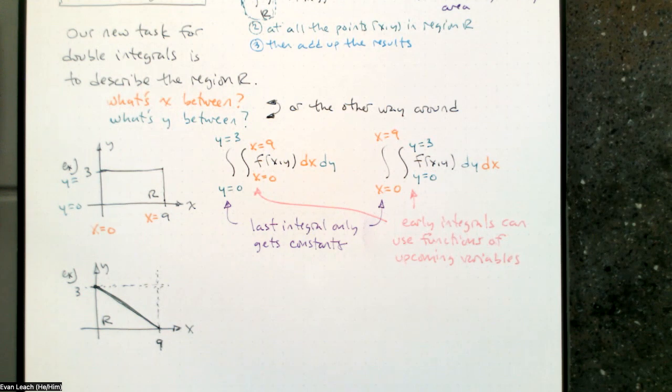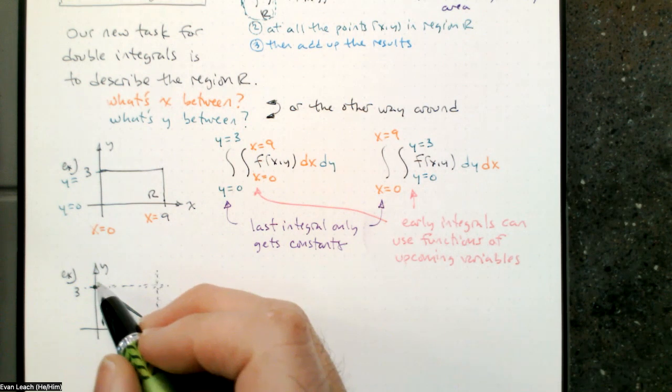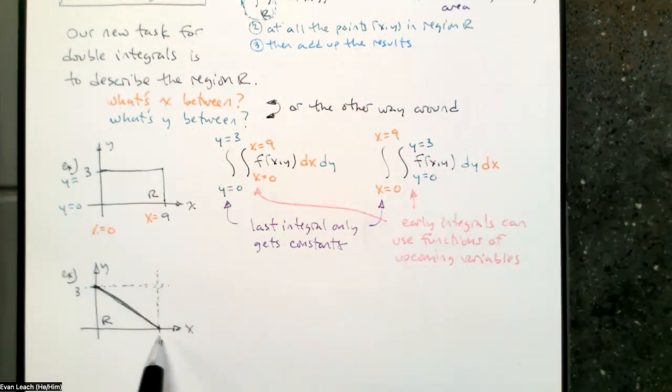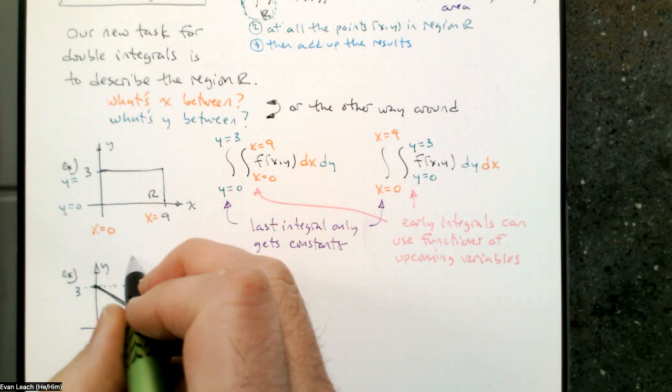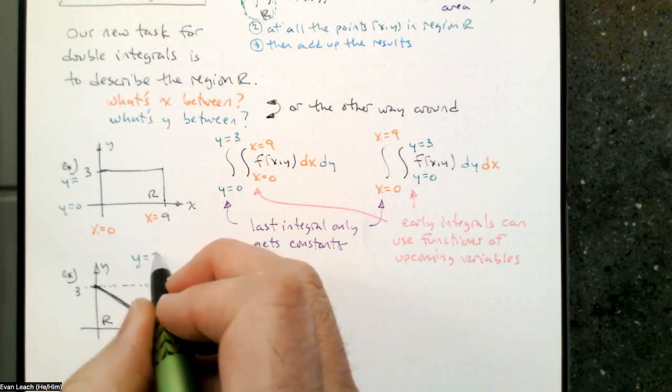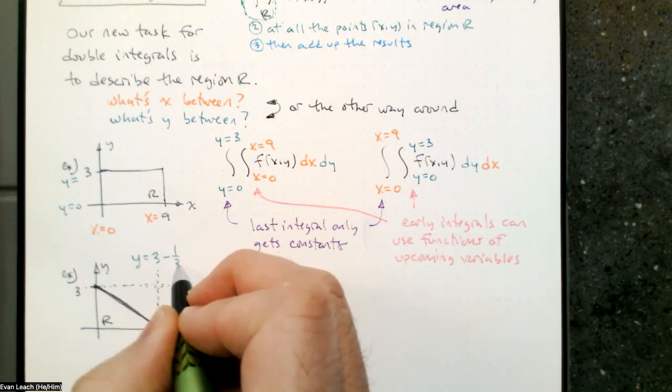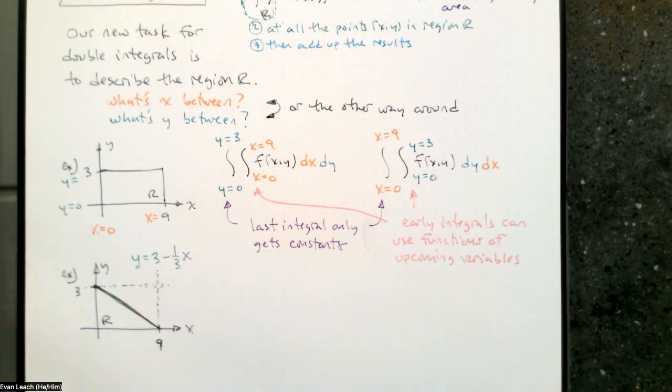Let's describe that line since it might come up. That line is y equals 3 minus, looks like we lose 1/3 for x. We drop by 3, change in y is 3, change in x is 9. So our line here, y equals 3 minus 1/3 x. Not the only way to describe that line, but since we have the y-intercept sitting right there, let's use the slope-intercept form.